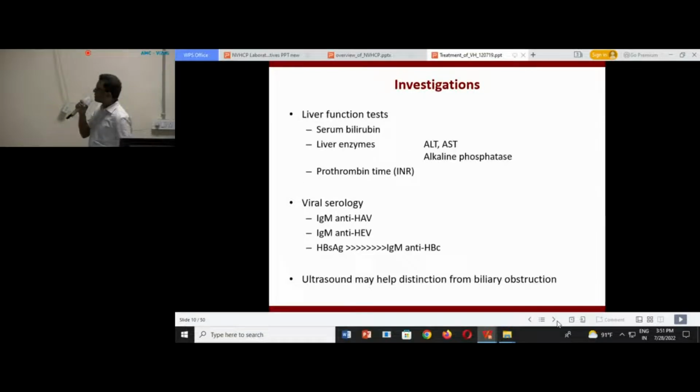These are the common investigations we do when the patient comes to us with fever and jaundice. Regarding the liver, we see the bilirubin, the liver enzymes ALT, AST and alkaline phosphatase, and prothrombin time for the liver functioning status. Regarding the viral serology, we do IgM and IgG for hepatitis A and E, and surface antigen for hepatitis B, as well as IgM for anti-core antigen. And of course, we sometimes do an ultrasound if we think there is a biliary obstruction.